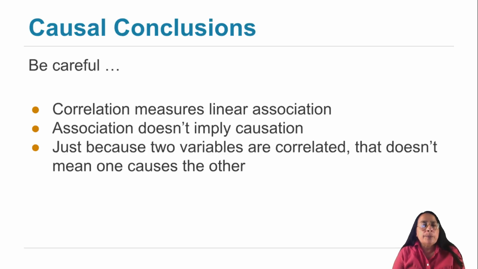You know that you must not draw causal conclusions simply based on association. Correlation only measures linear association. It doesn't do anything more than that. And of course, association doesn't mean causation. A classic example that we often use is if you look at a population of children from kindergarten through high school, then shoe size and reading ability are positively associated, and so there's a positive correlation between the two.